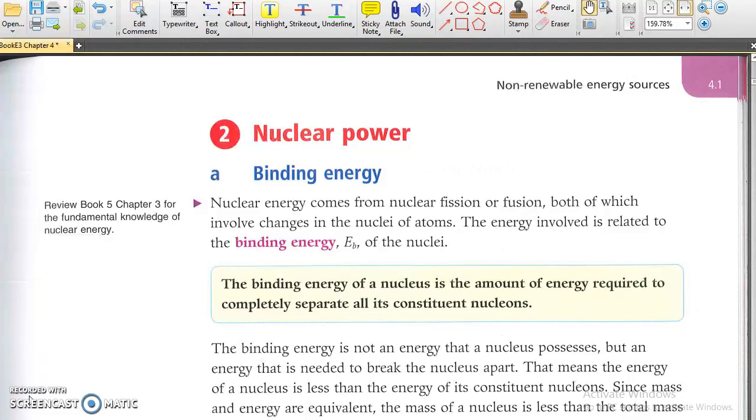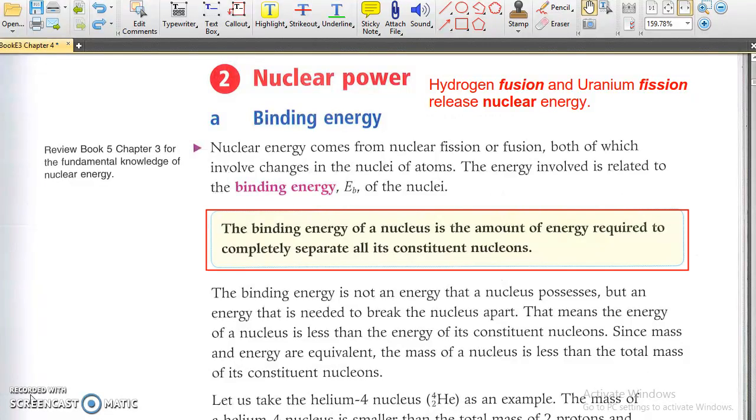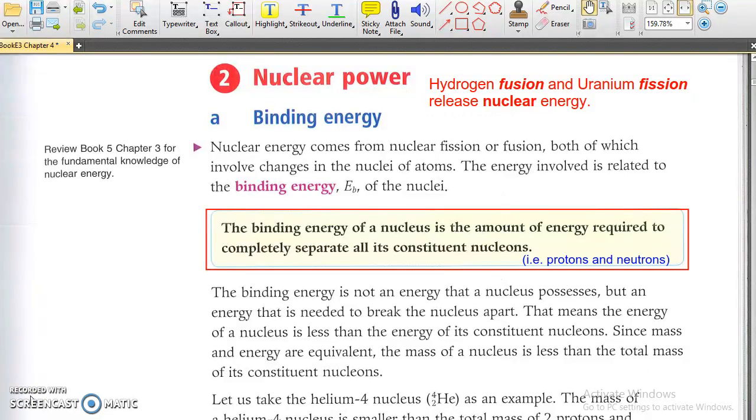Hydrogen fusion releases energy. Uranium fission also releases energy. They are called nuclear energy. A. Binding energy. When a nucleus is formed from its constituent protons and neutrons, energy is released as the product nucleus is more stable than the separated individual nucleons. The energy released is called binding energy.